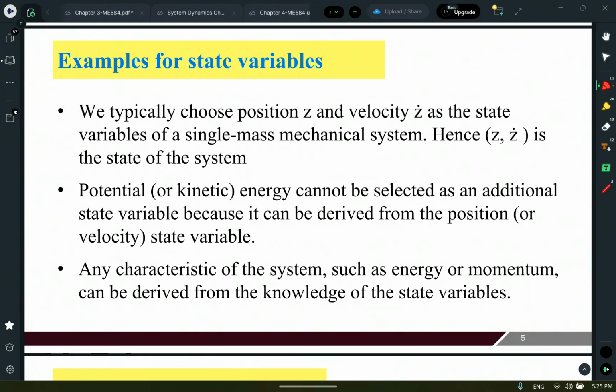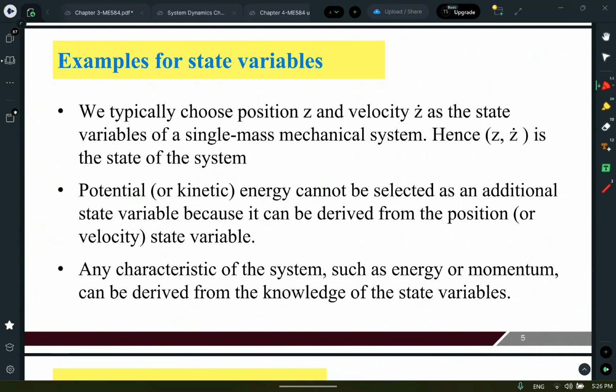In other words, if you pick one state as x, the next state cannot be 2x. Why? Because x and 2x are not independent from each other. They are basically linearly dependent. You multiply 2 by x, you get 2x. So one requirement for your state variables is that it should be the smallest set, which means that the variables that you pick should be linearly independent. This is something that you need to be careful about.